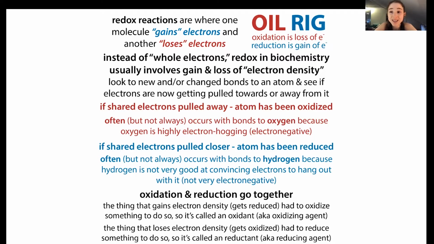Hopefully I don't accidentally misspeak throughout here, because I often get jumbled up in my head on the terminology. Basically, the thing that is gaining the electron density, the thing getting reduced, had to oxidize something else to do so. So it's called an oxidant, or an oxidizing agent. The thing that loses electron density, the thing that gets oxidized, had to reduce something else to do it. So it's called a reductant, or a reducing agent. We'll talk more about some common biochemical reducing agents, such as DTT, BME, and glutathione. But that's just some of the terminology.